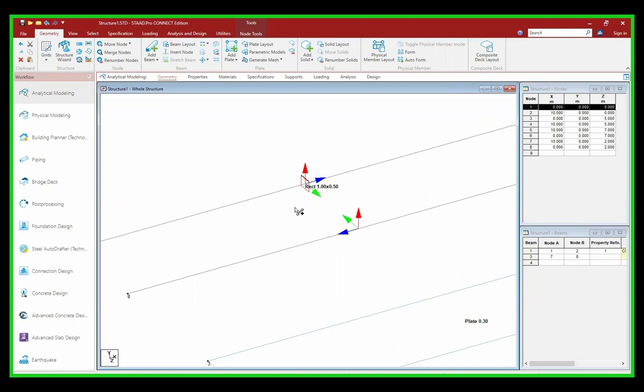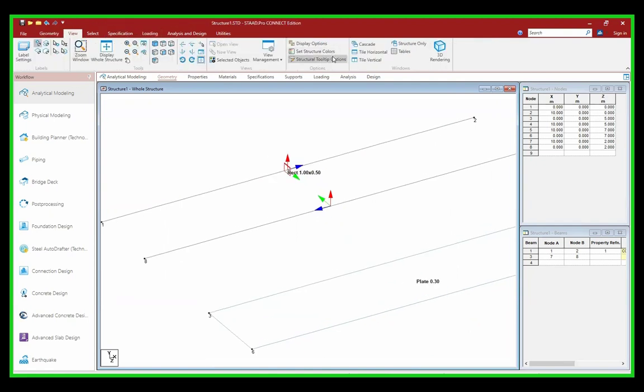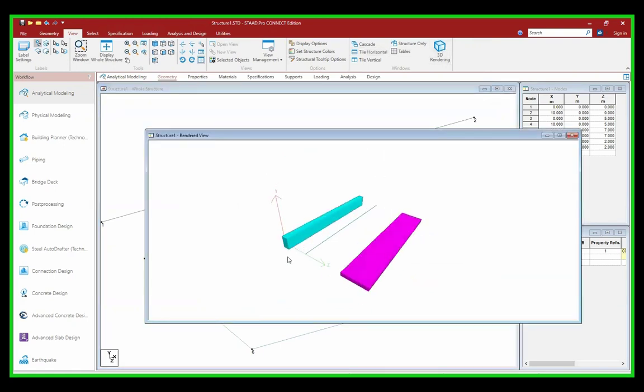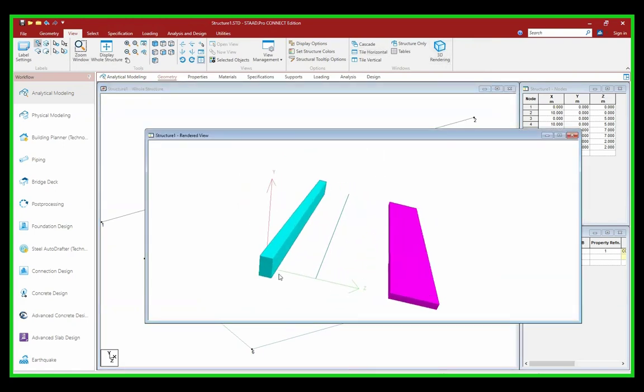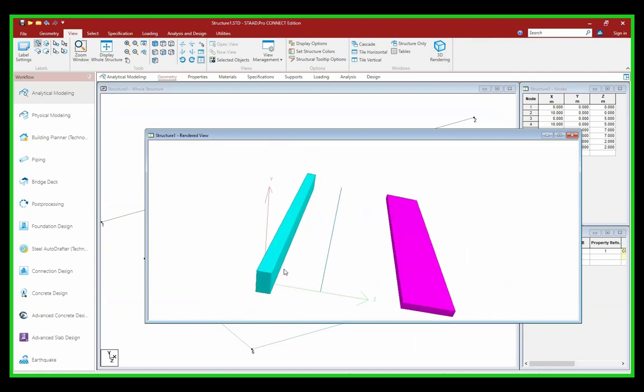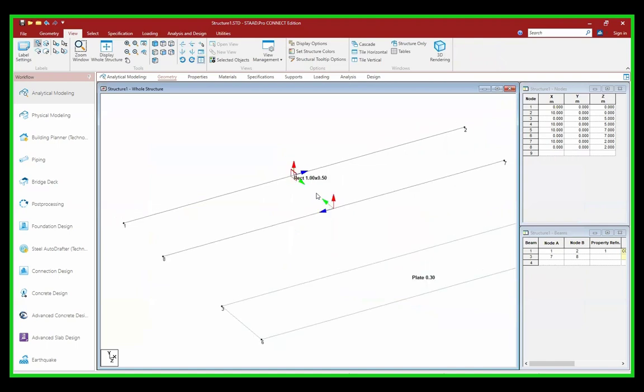say dimension of the beam parallel to local Y axis. So which is nothing but depth of the beam, and 0.5 meter is nothing but dimension parallel to local z-axis. If you want to see the 3D, simply go to 3D rendering, and here you can see this is the 1 meter depth and this is the 0.5 meter, which is nothing but the depth of beam and width of beam, right?